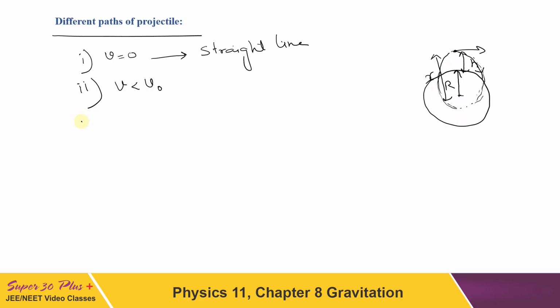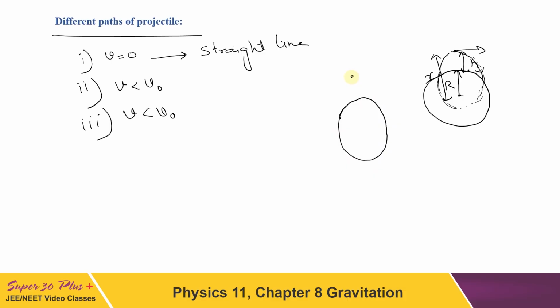The next case, if we consider v is less than v0, but this time the velocity imparted to the satellite is greater than what it had for case 2, then again the path will be elliptical, touching the Earth's surface. Let me draw it separately so that this will be easily understood.